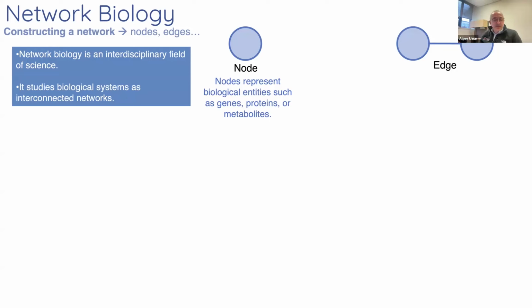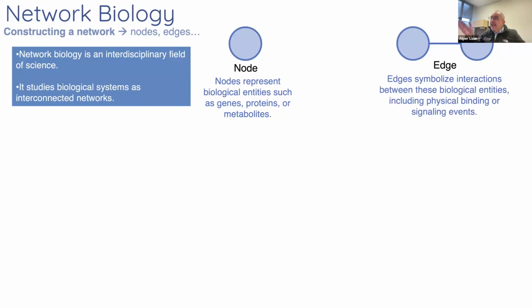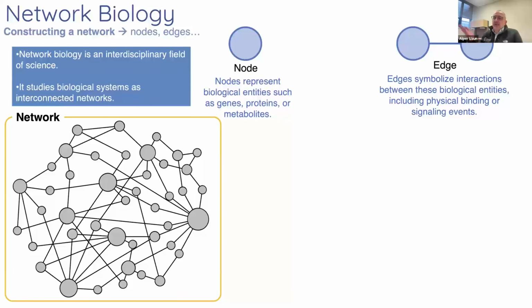Network biology can be applied to, for example, medical literature. Those can be the subjects, and then you can connect those subjects with edges, like here in this one. These edges symbolize interaction between these biological entities, including physical binding, signaling events, or co-occurrences, or again, in the medical literature, their associations for the same topic or whatever you want. So it's a very flexible idea you can apply. So this is a network, what we see.